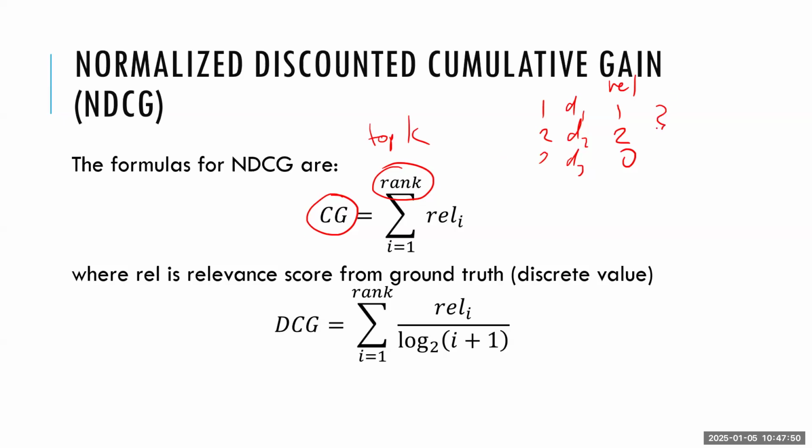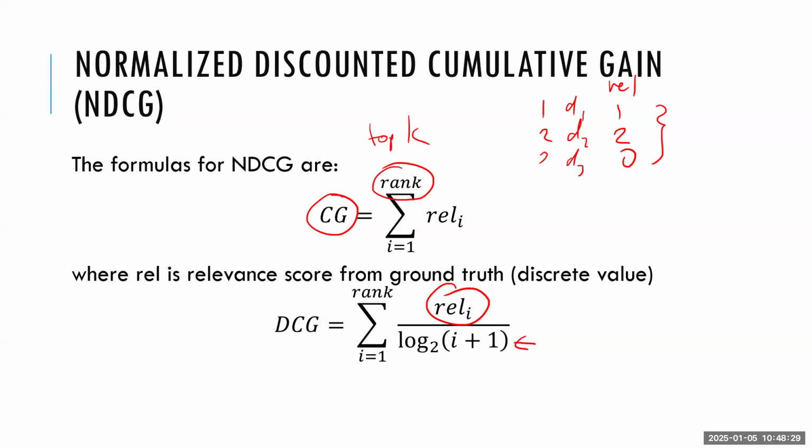But just summing up is not enough, because if you sum up, you actually put the importance on all the ranking equally. So we have to discount it, right? Discount means that you are not just summing the relevant score, but the further you go down the list, the score should decrease. So you divide it by log base 2 of i plus 1, right?